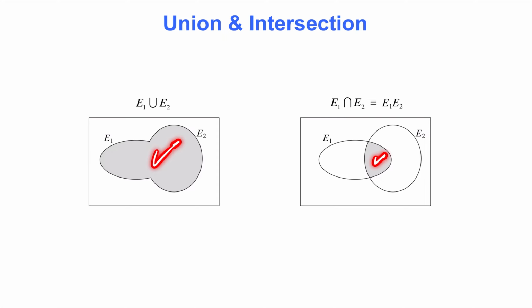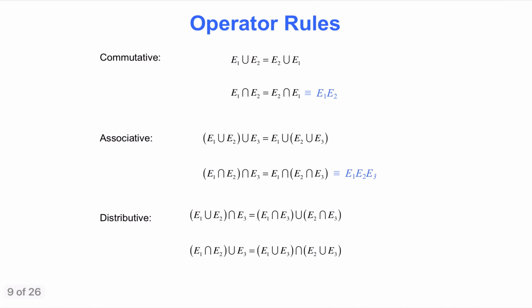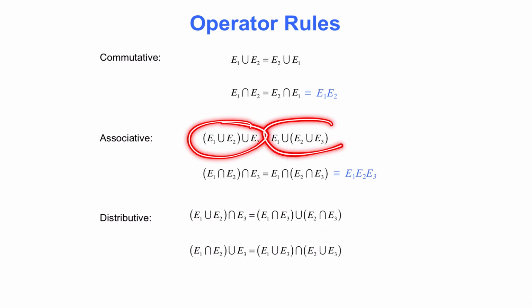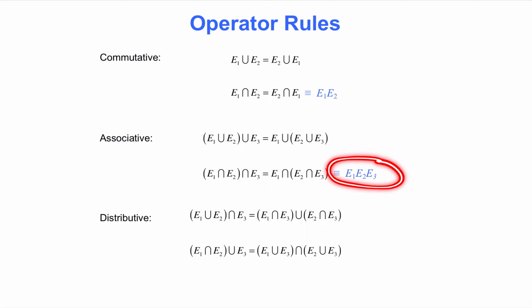The next slide gives an overview of the rules that apply to the union and intersection operators. The commutative rule says that the order of the events is not important. Notice in blue the shorthand notation for intersection. The associative rule says that the union of E1 and E2 and E3 is exactly that, regardless of whether you isolate some of the operations with a parenthesis. Notice again in blue the shorthand notation for intersection.